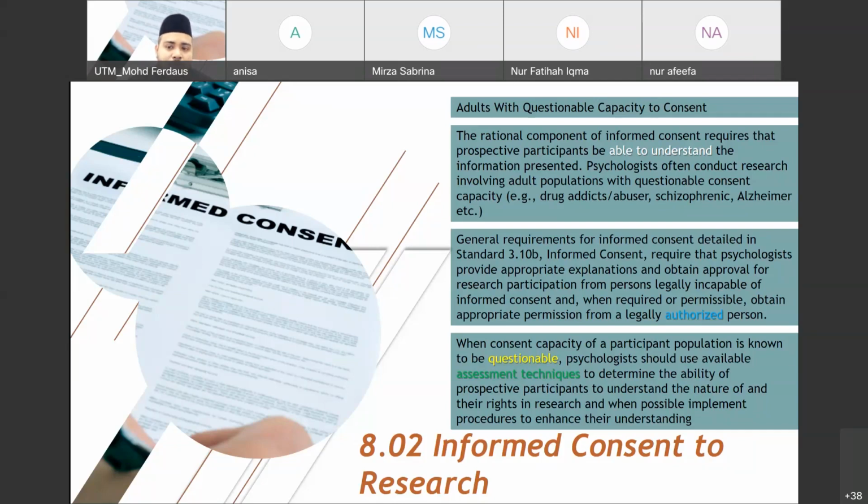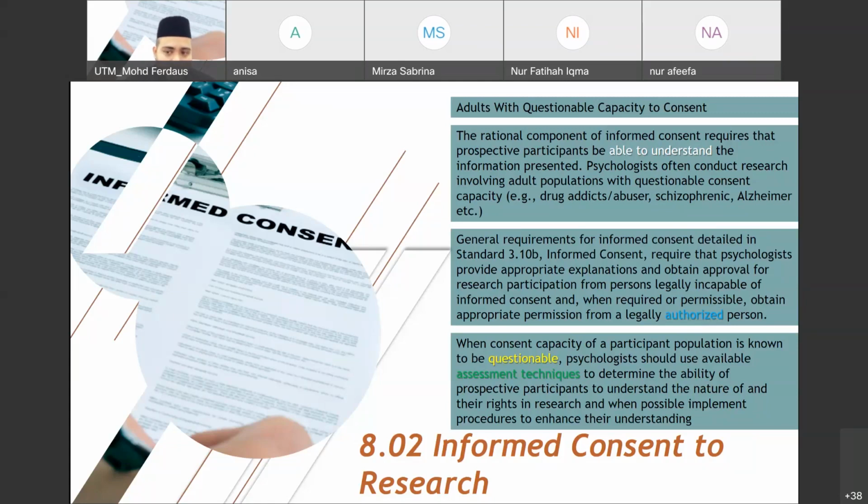Psychologists often conduct research involving adult populations with questionable consent capacity. These are people who have special needs and cannot think or evaluate properly. Sometimes in our culture, we call them, not basically insane, but normal people will say they are lurus, basically they cannot think carefully. They are naive, even though they are adults, their evaluation and thinking is basically the same as school children. So these people are adults with questionable capacity to consent.